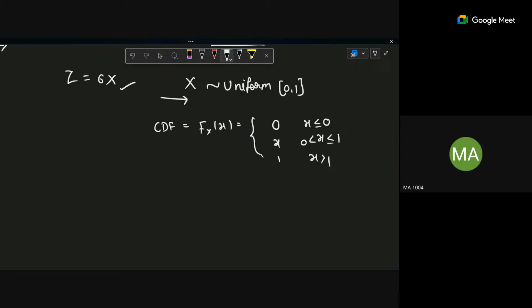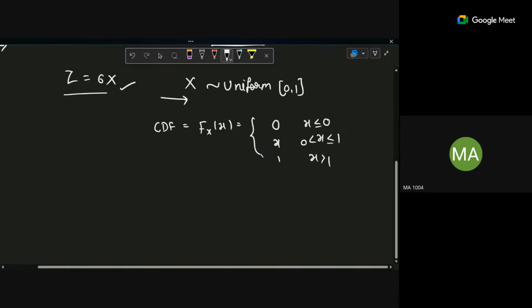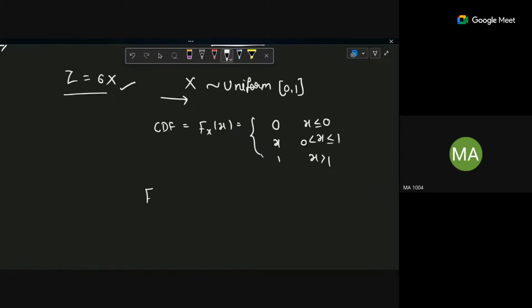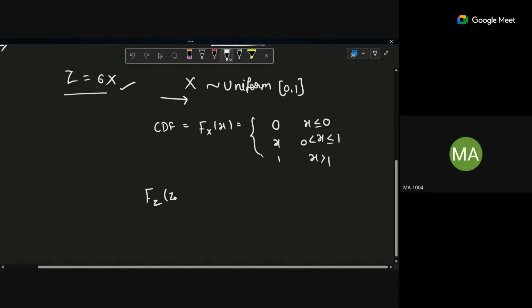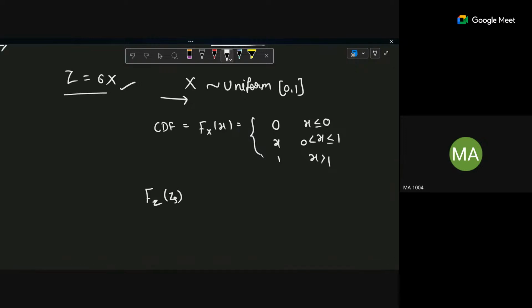Is this fine for everyone? So once you know this, and now you want to say something about the distribution of z equal to 6x, what will be your target? Whenever you know the PDF or CDF of any random variable, only then can you talk about the distribution of a function, right? So now if I want to calculate the CDF of z, Fz of z, how will I proceed?